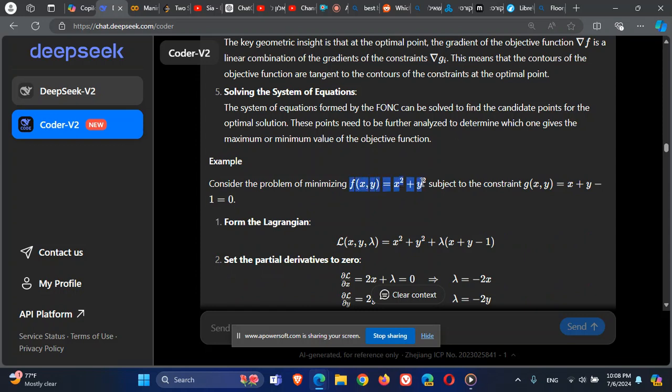So here it is. We have a function. It depends on two variables, x and y, and the function equals x squared plus y squared. The function is subject to the constraint g of x and y equals x plus y minus 1 and equals 0. If it was x plus y equals 1, I should have moved the 1 to the other side, so the constraint will be something equals 0.